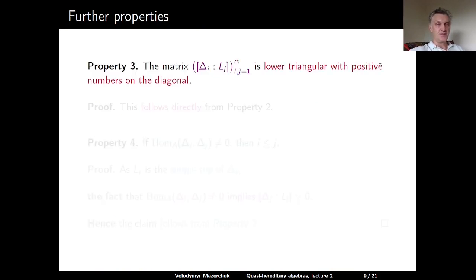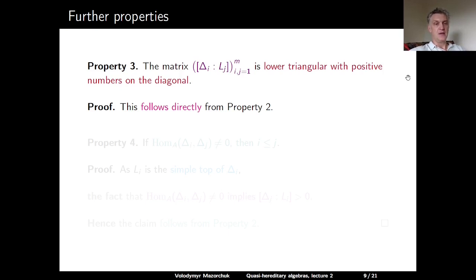Property 3. The matrix of composition multiplicities of Lj in delta I, where I and j run from 1 to m, this matrix is lower triangular with positive numbers on the diagonal. That follows directly from property 2. The only simples which appear in delta I correspond to j which are less than or equal to I, and Li appears with non-zero multiplicity.